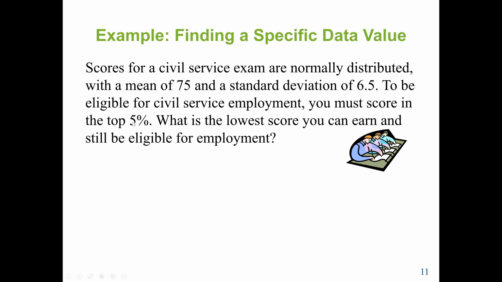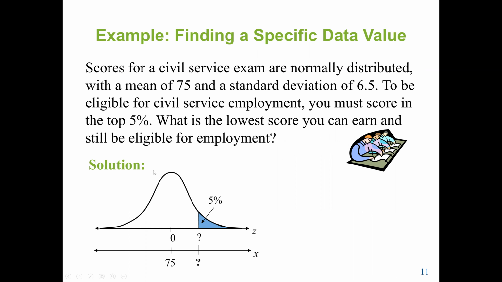Luckily, the p is given to us. So here, this is our p, 5%. It's top, so it will be to the right. Since you must score in the top 5%, it has to be greater than 5%. Now, we don't know the z value. If we can get the z value, then we can easily find the x value. But since we know the p value, we can use the table to find the z value. Then we can use the transform of the z value formula to find the x value.